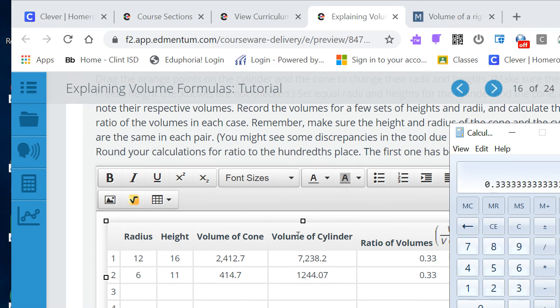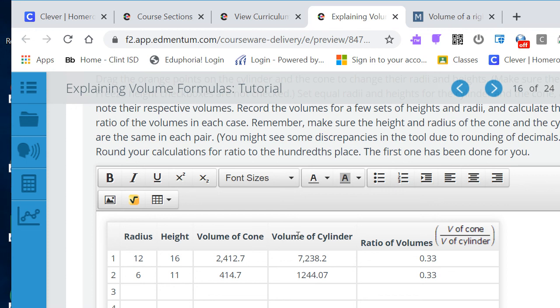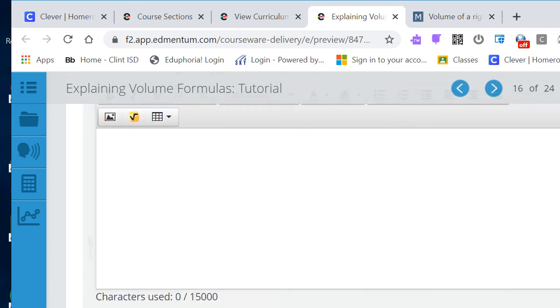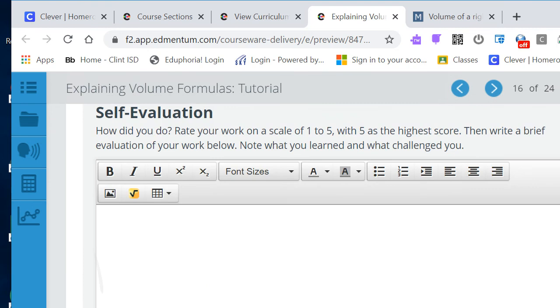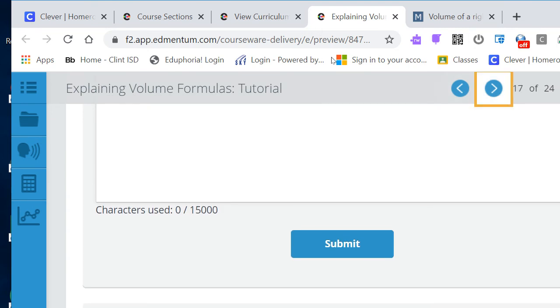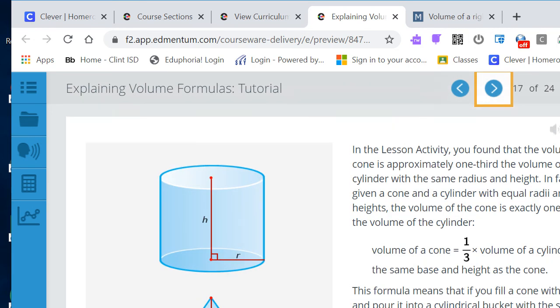Okay, 0.33. So you're going to fill out your whole table with different radiuses, different heights, the volumes, and then the ratio. The ratio will always be the same, 1/3. The volume of a cone will always be 1/3 of the volume of the cylinder, every single time. And then you guys move on and keep answering your questions. And we move on to the next section.